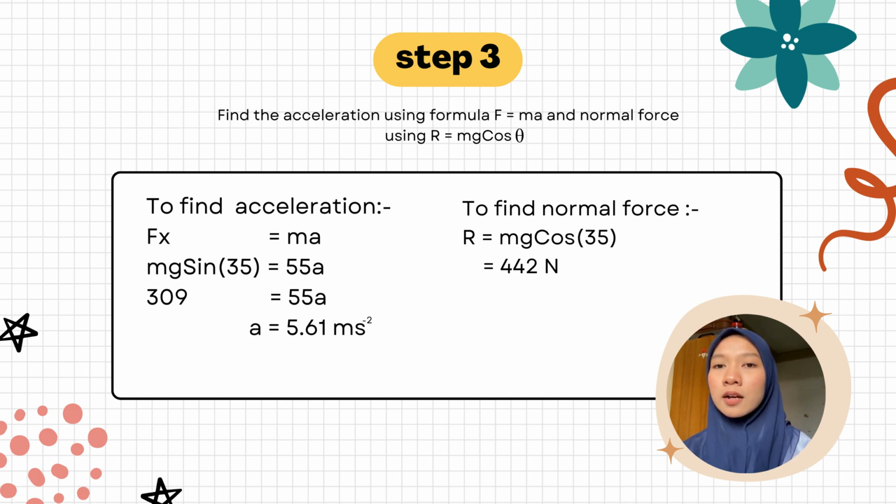The last step is to find the acceleration using the formula F equal to ma and the normal force using R equal to mg cos theta. To find acceleration, we use Fx equal to ma, which is mg sin theta equal to ma. As we know, the mass of the body is 55 kg, so we replace m by 55, so we got 309 equal to 55 multiplied by acceleration. Then, the acceleration is 5.61 m/s^-2. After that, to find normal force, we use R equal to mg cos 35 degrees, so the answer is 442 Newton.